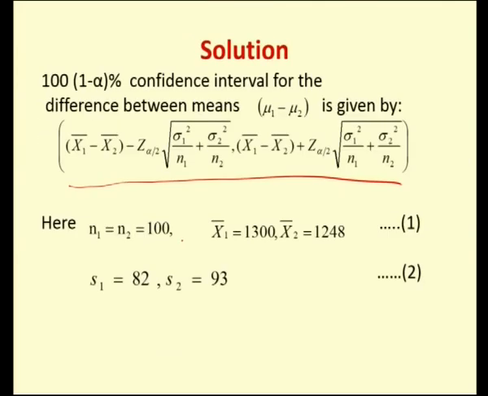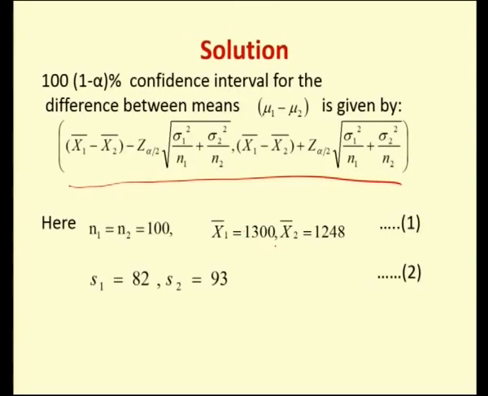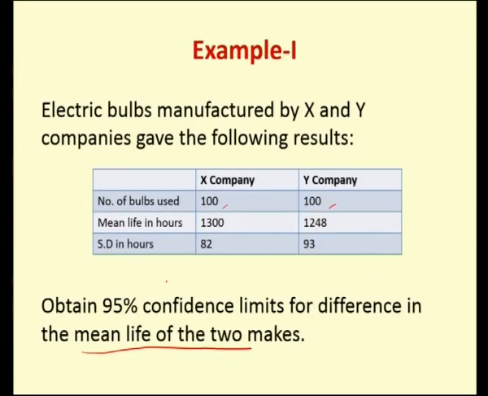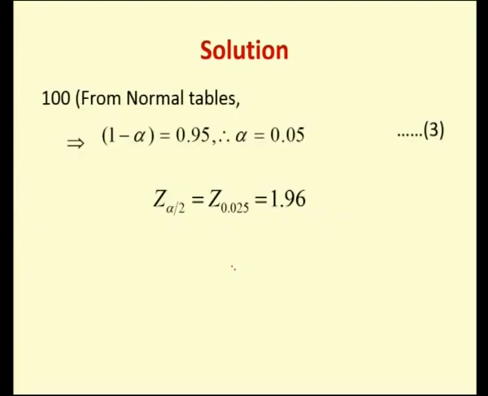From the given problem, your sample size is 100 and 100 for both the companies. So, it is a large sample. x1 bar, that is the mean life, is 1300 and for the second sample it is 1248. Standard deviation is also given: 82, and for the second sample it is 93. So, we are going to substitute all these things in the required formula.